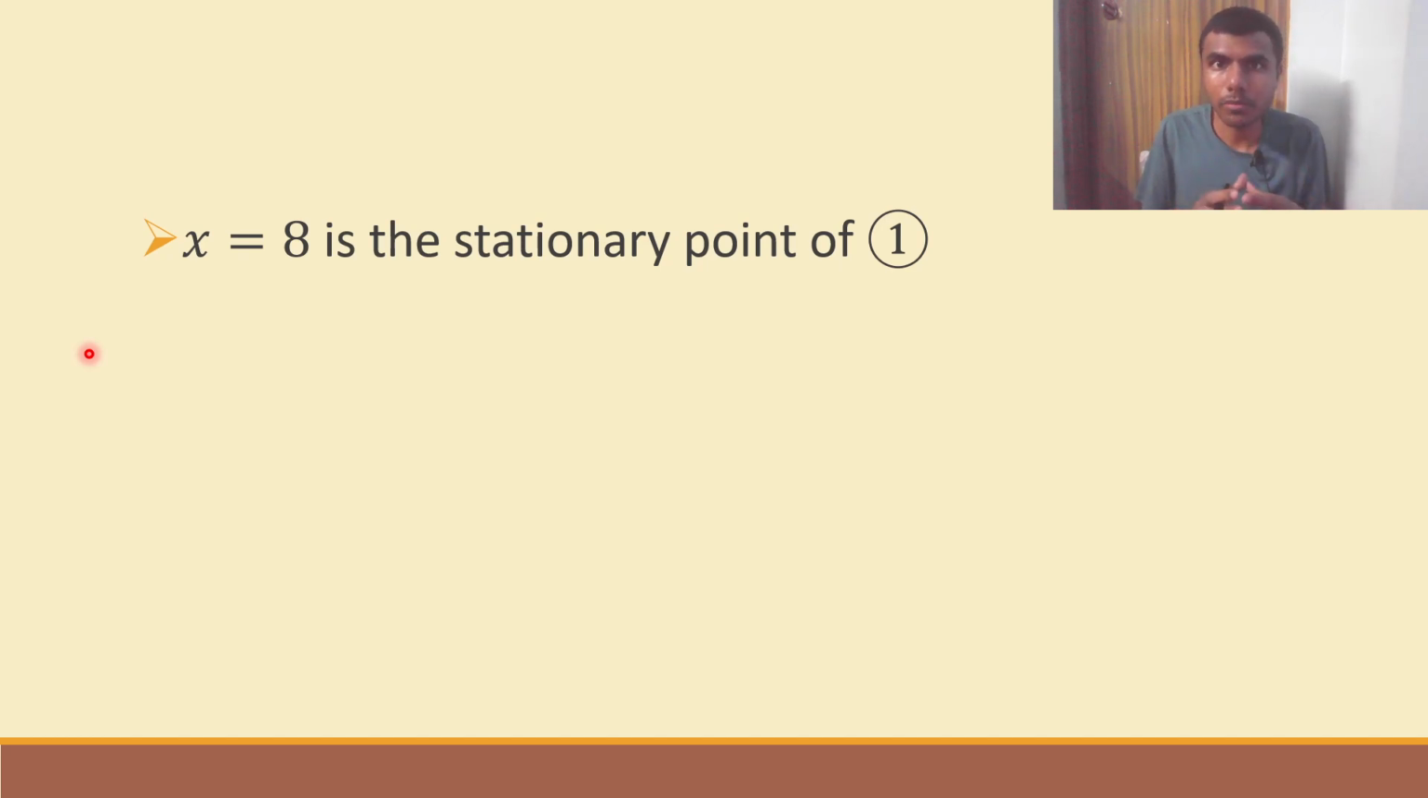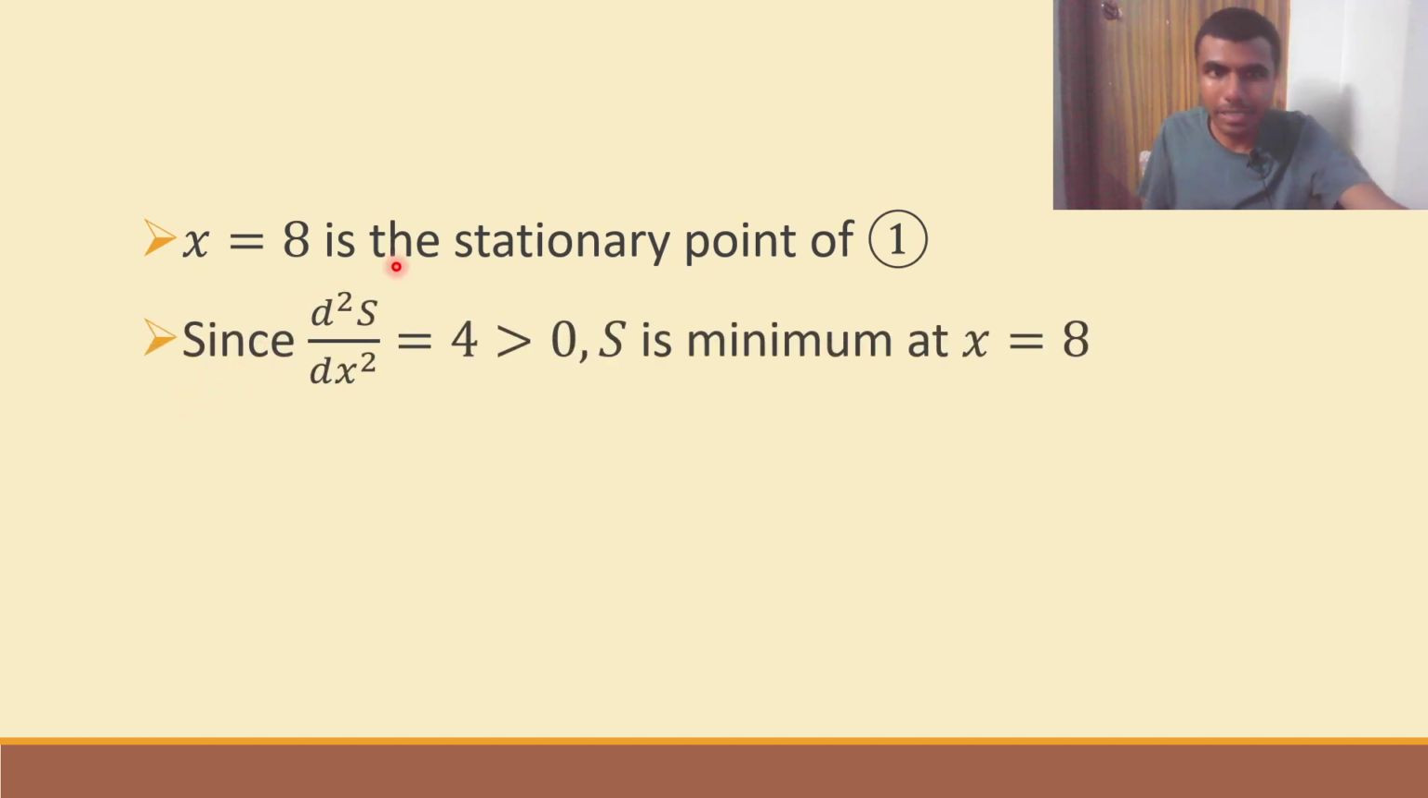To check whether this stationary point is a maximum or minimum, what we'll do is we will check d square s by dx square. If d square s by dx square is positive, then this point is minimum. If it is negative, then this point is maximum. Now if you see, d square s by dx square is 4. It is always positive. So for x equal to 8 also this is positive. So that's why s is minimum at x equal to 8.